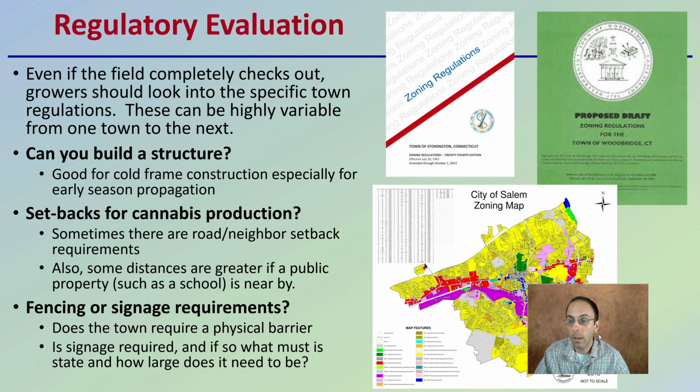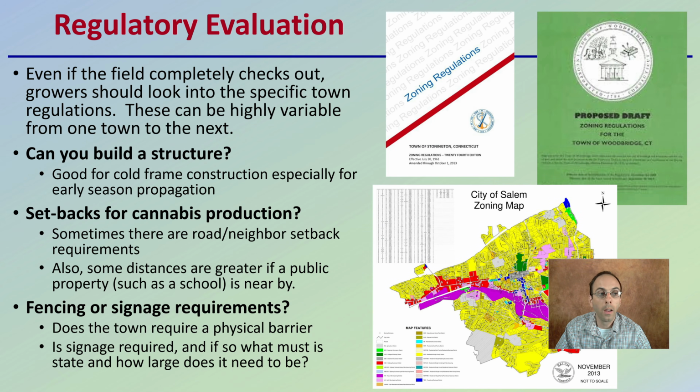Then we get into, lastly here, the regulatory evaluation. Even if a field completely checks out, growers should look into specific town regulations. This can be highly variable from one town to the next. So questions you should ask: can you build a structure? Good for cold frame construction, especially for early season propagation, something to consider.